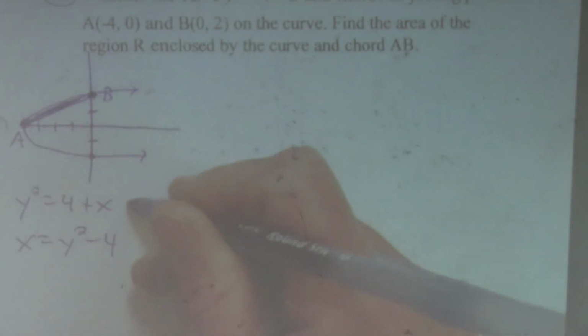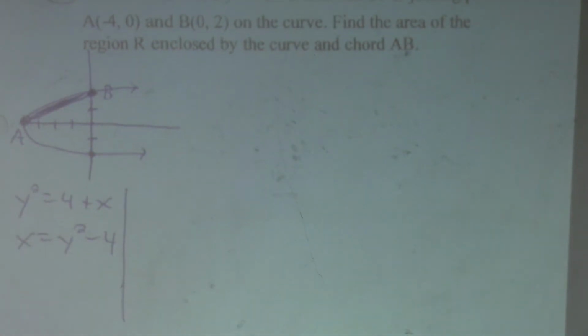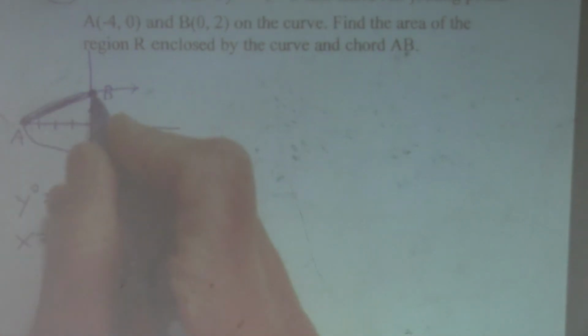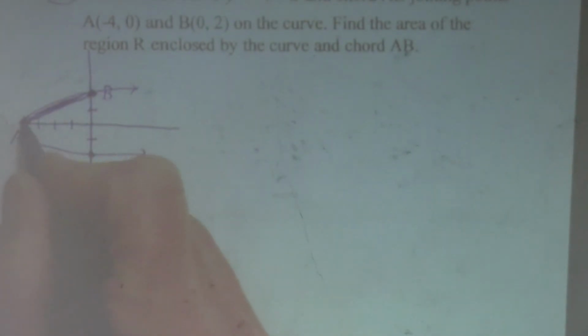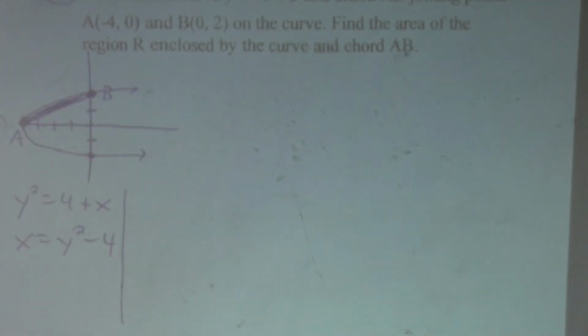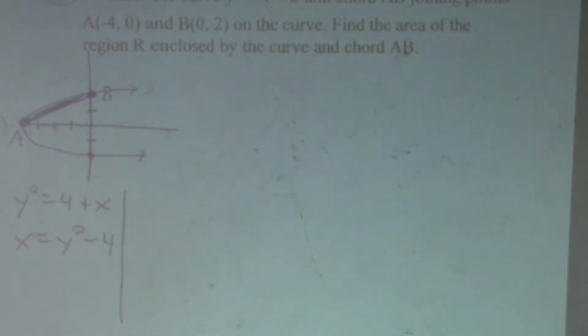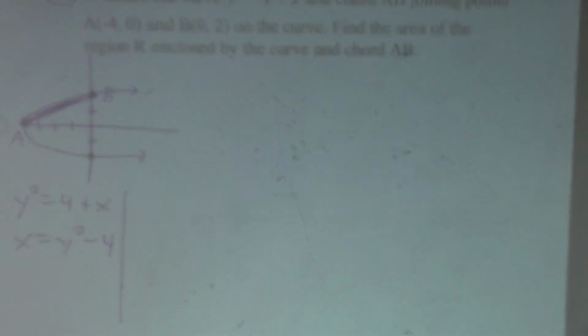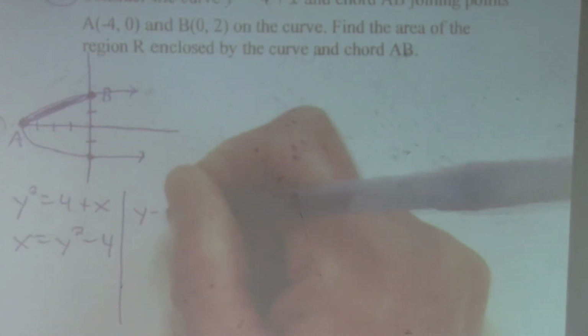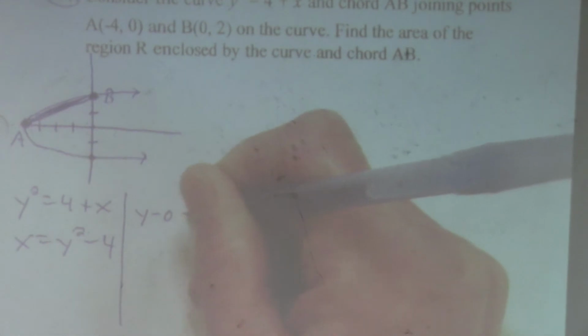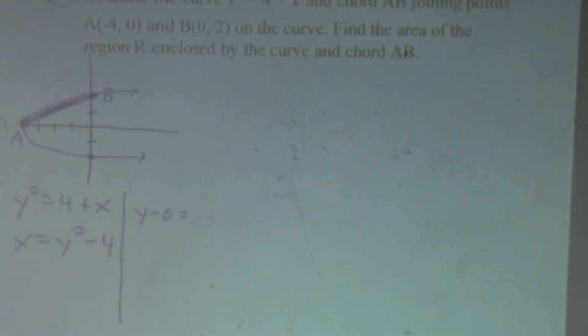Now, we need to go ahead and write chord AB as an equation. So let's talk about this. I've got point slope formula I could use here. I have 2 points on the line. I have negative 4, 0, and I have 0, 2. So I really could use either one of those points to do this. Why don't we just use the x negative 4, y 0. So if I use that point, then point slope formula would be y minus 0 equals, now I'm going to need the slope of this line.